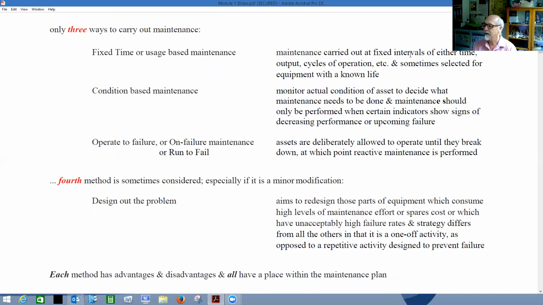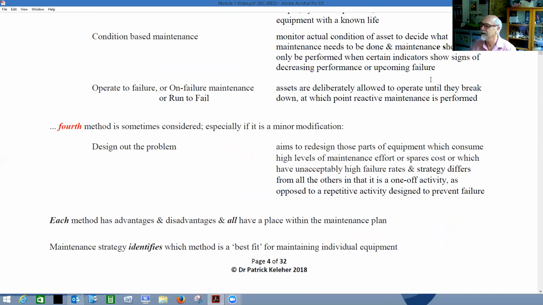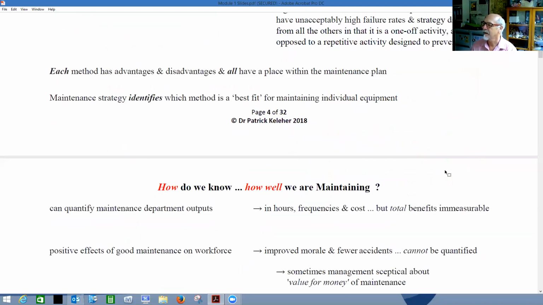All right, now each method, as you might imagine, has its advantages and disadvantages, and all have a place within the maintenance plan. Some good, some bad, but that's the reality. Now the maintenance strategy identifies which method is going to be the best fit for maintaining individual equipment. All right, keep those things in mind.